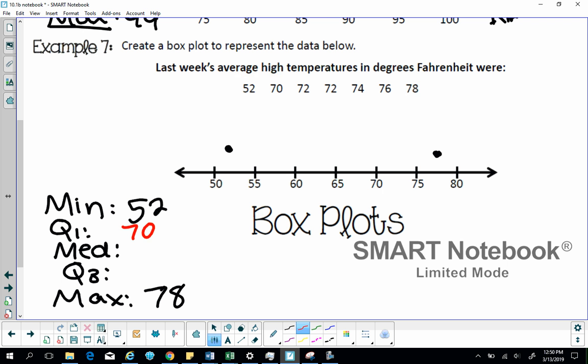Okay, so I just put a line at 70. Then what was your median? 72. So then I put another line at 72. And what was your Q3? 76. And I put another line right there. Then you just draw your box, so it looks like that.